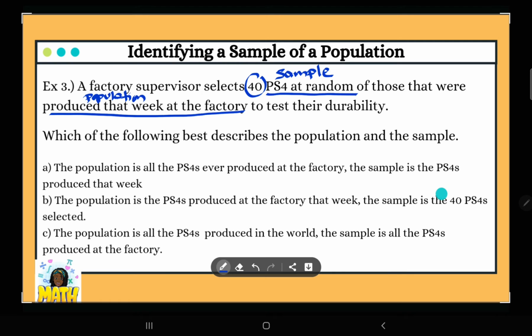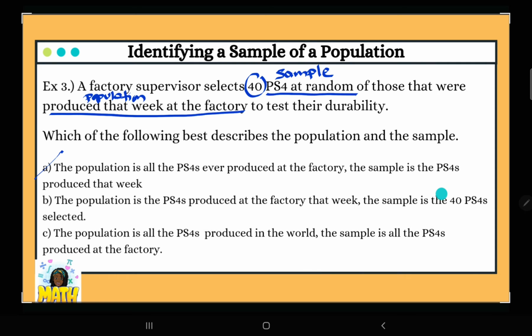So let's go ahead and read our answer choices. A: the population is all the PS4s ever produced at the factory, right? If we're thinking of all of them, that's a really large population size. So to only select 40, that would be too small of a sample size.